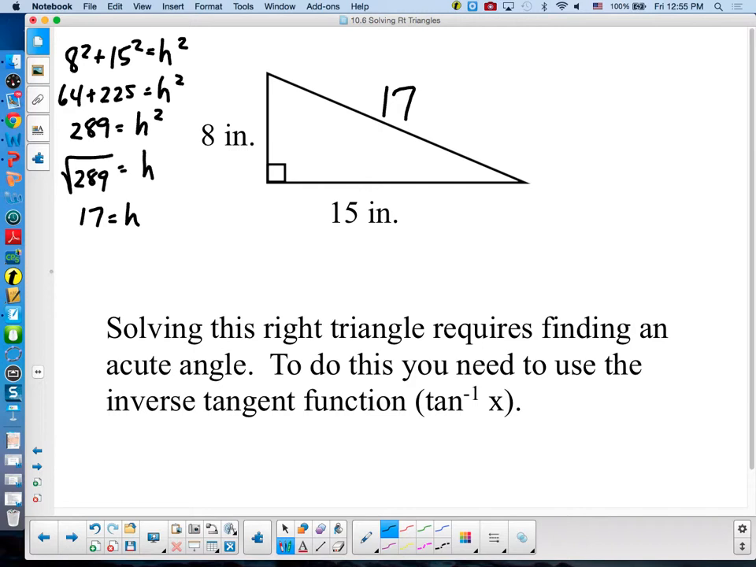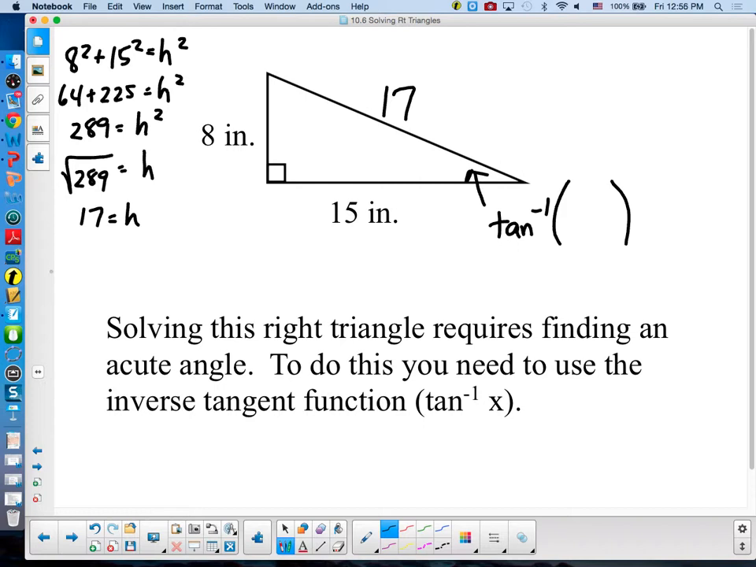So it says solving this right triangle requires finding an acute angle. To do this, in this problem, we need to use the inverse tangent function. Okay, so here's what we're going to do. To find this angle right here, we will do the tangent inverse. Tangent inverse is going to tell us the angle. We have to tell it what the tangent is. So what's the tangent, what over what, for this angle?